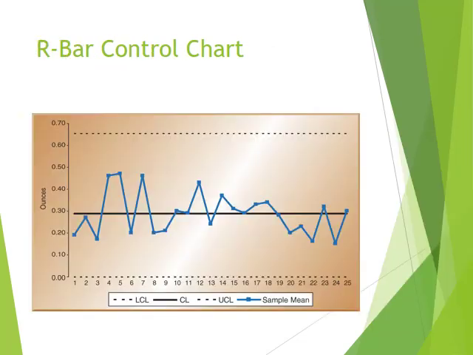Okay, this is the R bar control chart. As you can see, there is ounces versus sample mean. The blue line is the sample mean, the dotted line is UCL, and the straight line is CL. So the result is there are ups and downs.